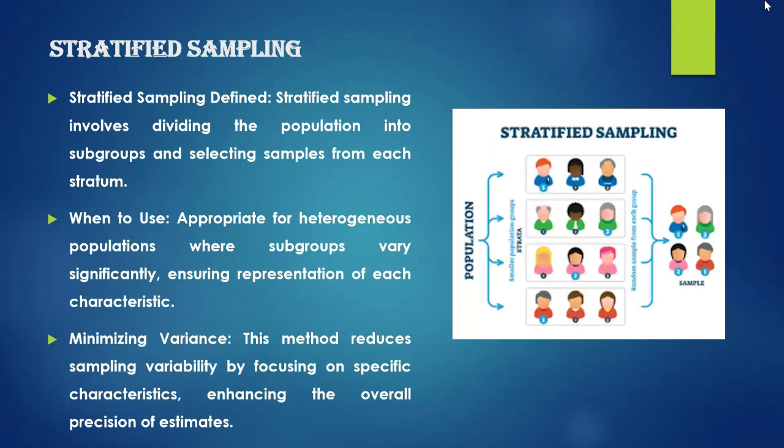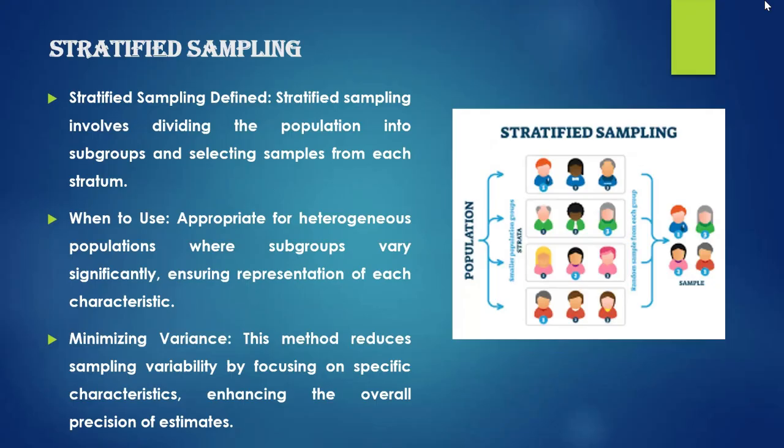The next method we are going to see is stratified sampling. In stratified sampling, the population is divided into homogeneous subgroups, that is strata, based on specific characteristics, and samples are drawn proportionally from each stratum.